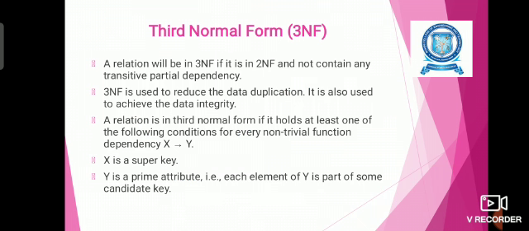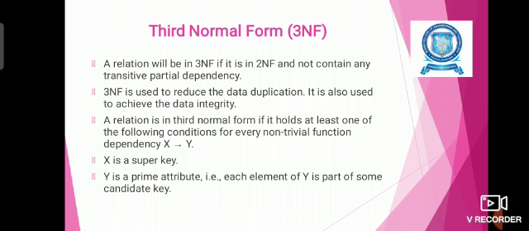Now we can move to the third normal form, 3NF. For a relation to satisfy the 3NF, first it should satisfy the 2NF. And another important condition is, it should not contain any transitive partial dependency. The attributes of a table should not contain any transitive partial dependency. This is the condition for third normal form. So 3NF is used to reduce the data duplication. It is also used to achieve data integrity.